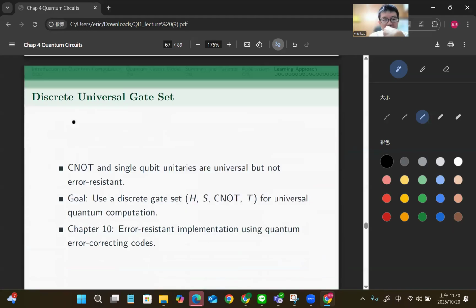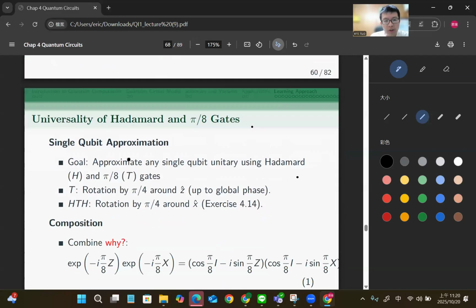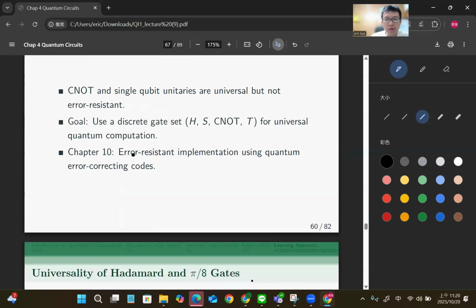But then we talk about this so-called discrete universal gate set, such that the goal is to reduce this continuous single qubit unitary to an approximation by a product of finite ones. Okay, let me just recall the idea. You know that there's a thing called Euler angles. Euler angles tell you that any unitary, if you forget about phase, you can write it with three different angles.